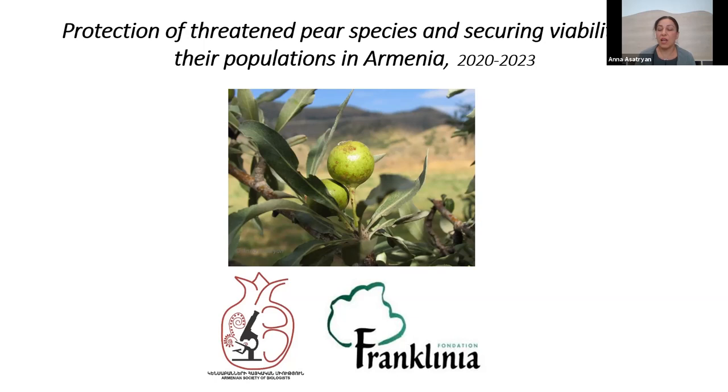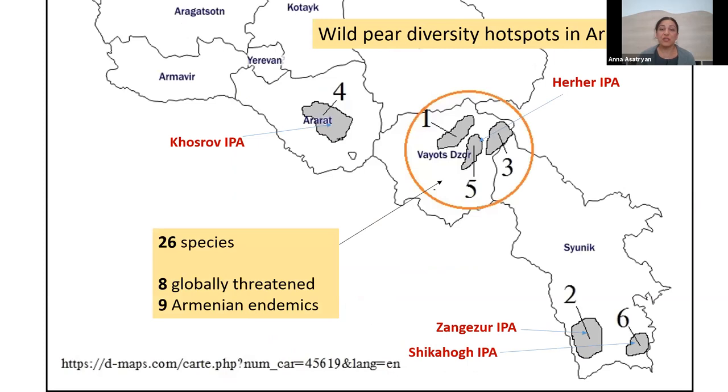Next slide, please. On this picture, you may see so-called hotspots for wild pear diversity in Armenia. This is also a result of our work on the above-mentioned projects. And 3 of these hotspots are located in Vayots Dzor province, which is the target area of implementation of the current project on conservation of wild pears. Next slide, please.